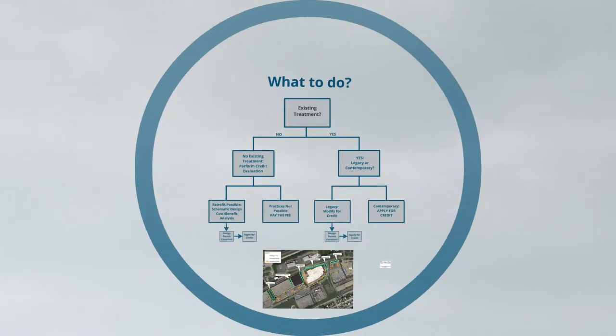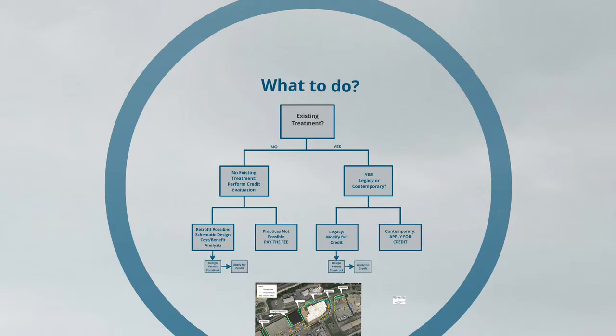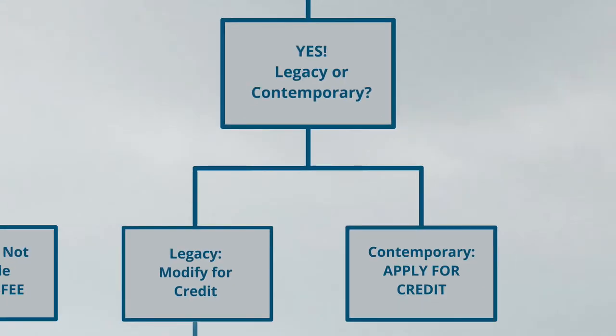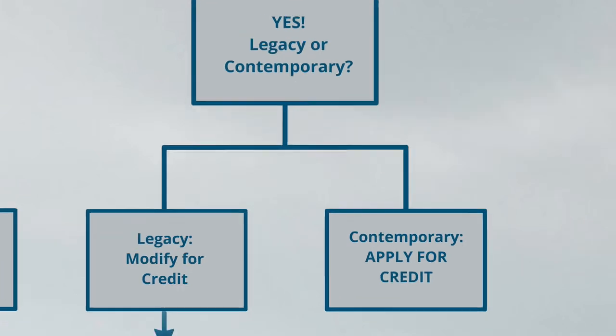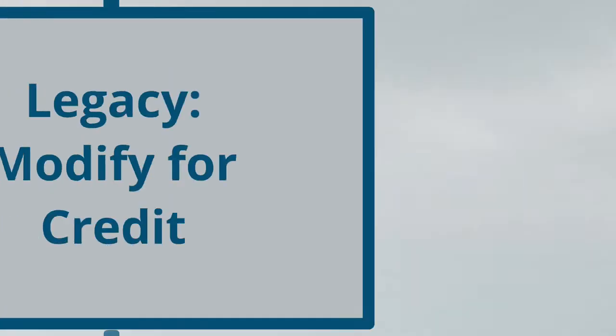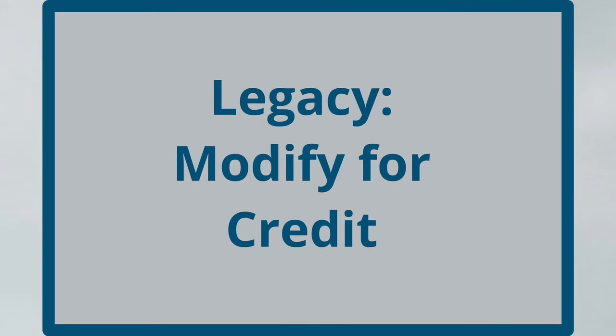So what to do? When we look at a flow chart, the first question is, is there existing treatment on the site? And if there is, then the question is, is it legacy treatment or contemporary? If it's contemporary, you just need to apply for the credit. You should be in pretty good shape, although most municipalities are going to require that you provide evidence that it has been maintained and it is functional.